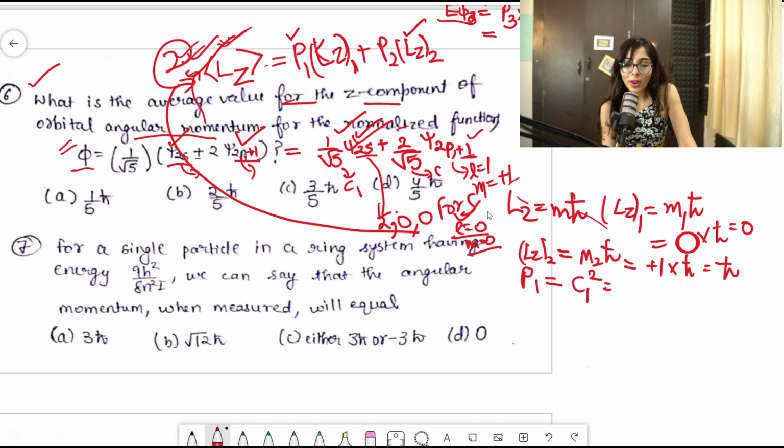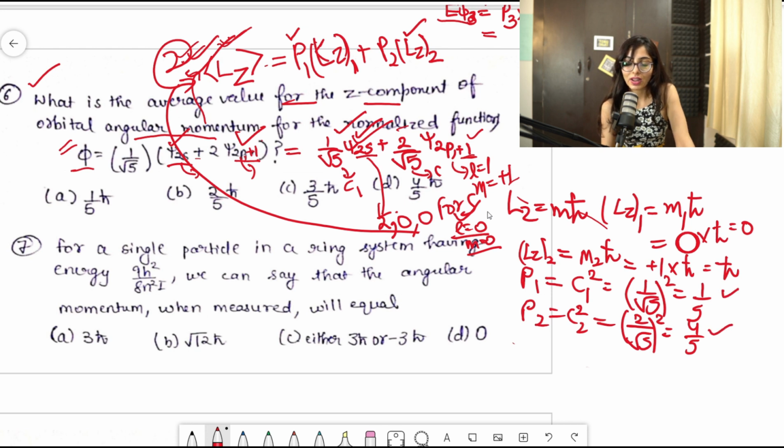So C1 is 1 by root 5. So let's write 1 by root 5. It will become (1 by root 5) square, and it will be 1 by 5. Clear? So P2 would be C2 square, and it will be (2 by root 5) square, and it is 4 by 5. Clear? So this is the value of P1 and this is the value of P2.